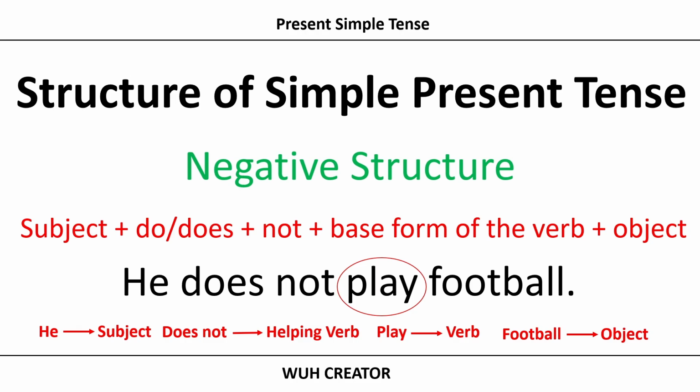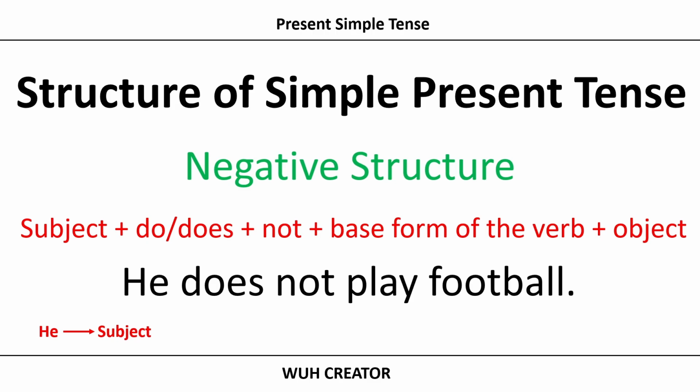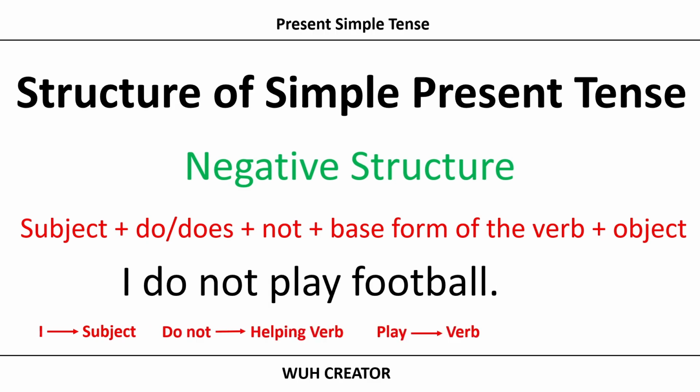The other example is, I do not play football. In this example, the subject is I. Although I is singular, it follows the same rule as plural subjects in negative sentences, so we use do not instead of does not. Notice that after do not, the main verb remains in its base form. Therefore, we use play, not plays.